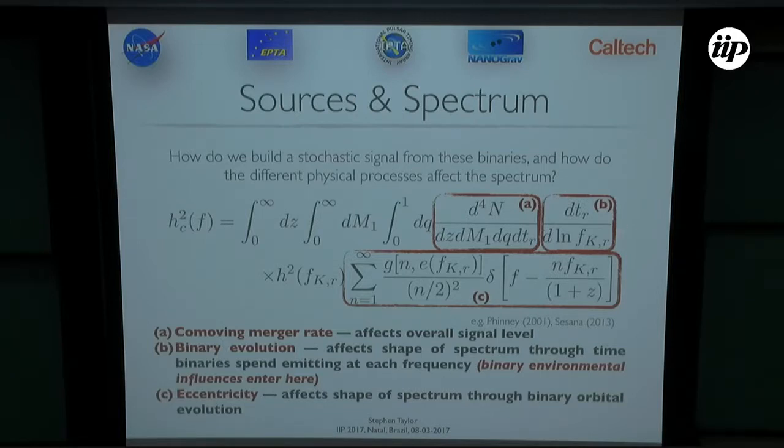The second part here deals with the binary evolution. I'll explain more in a few minutes, but throughout the binary's evolution, it's not just dominated by the emission of gravitational waves. There are other types of environmental properties and environmental conditions within galactic centers which are driving the evolution of these supermassive black holes. So it's not always being caused by the in-spiral due to gravitational waves. And we can put that kind of physics into this part. And finally, as I said, eccentricity will factor into this part here, and it's going to affect the shape of this characteristic strain spectrum over frequencies.